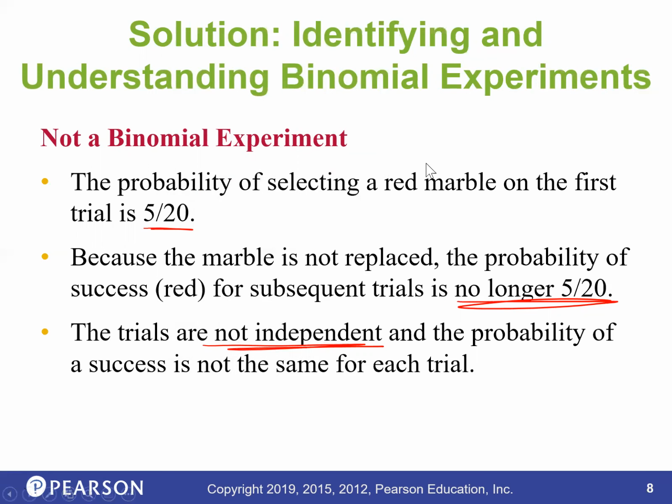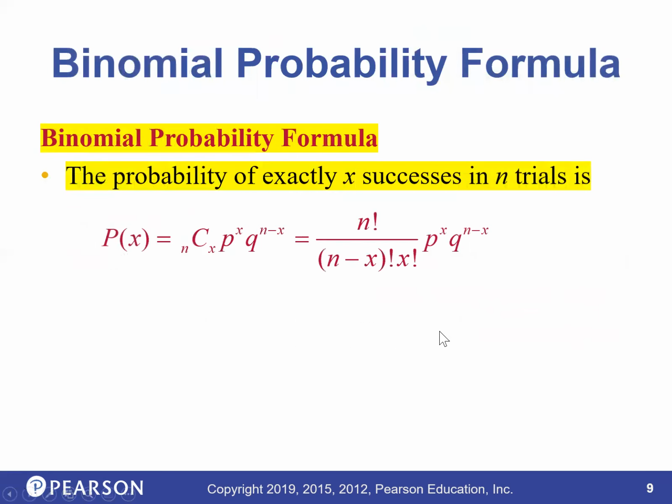So we finally got to the formula section. Here is our formula. The probability of success of a binomial probability distribution is we plug this into a formula.